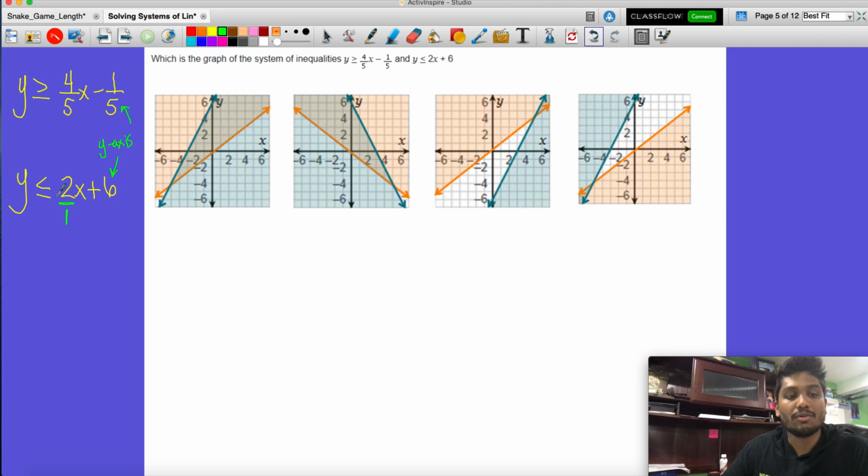All right. Our slope means we're going to be going up by 2. This means we will be going right by 1. Okay, this implies two things. The first thing is, which direction are we shading? Well, for that you have to know what sign it is. It's a less than sign, so we're going to be shading below the line.